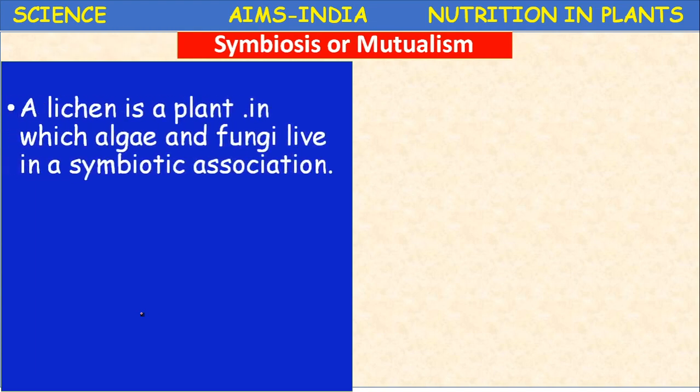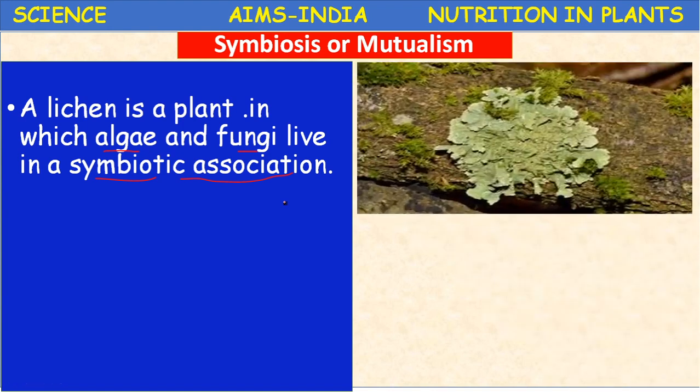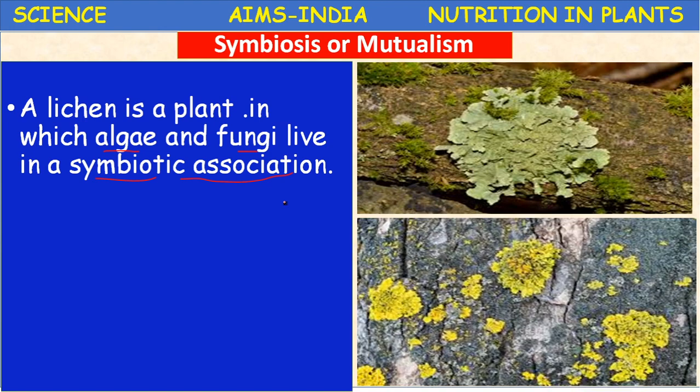symbiosis, mutualism. A lichen belongs to the plant group. It is a plant in which alga and fungi live in a symbiotic association. Lichen is equal to alga plus fungi. Okay, that is the equation.